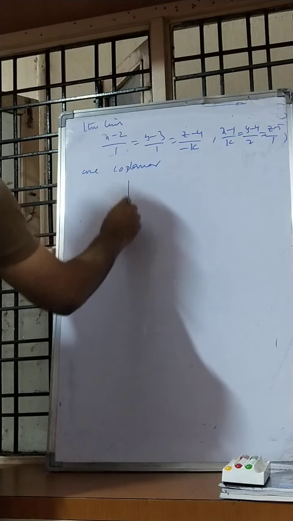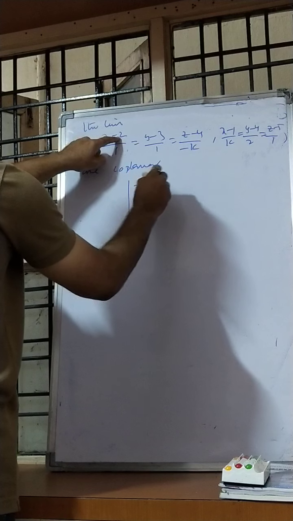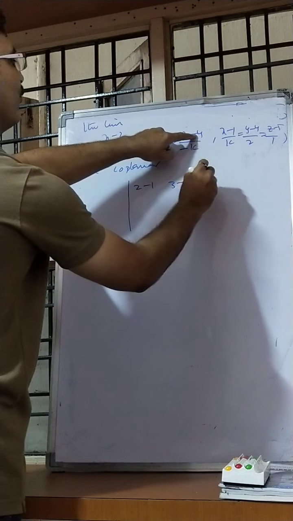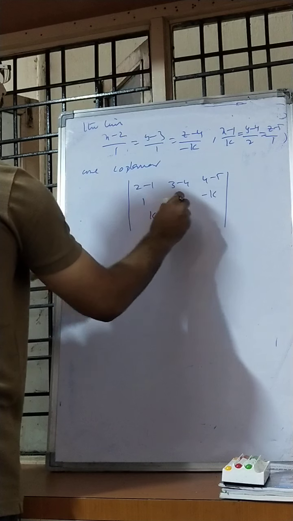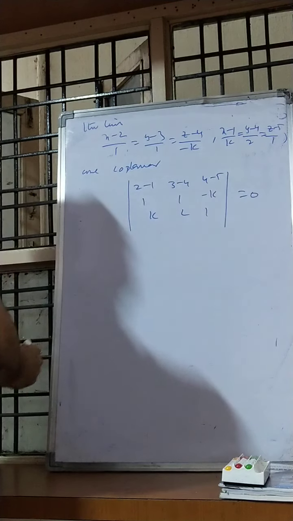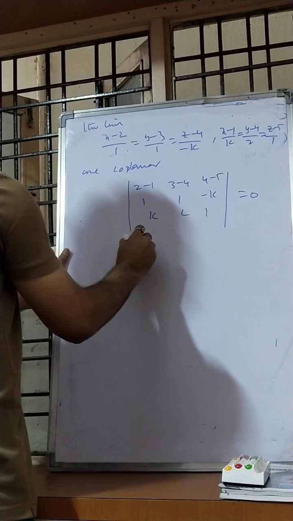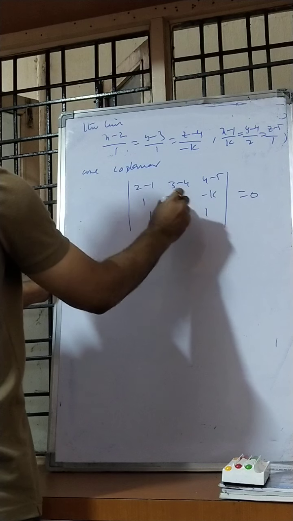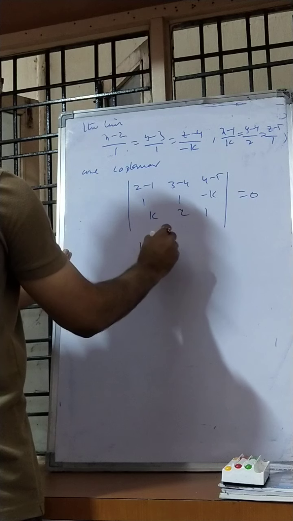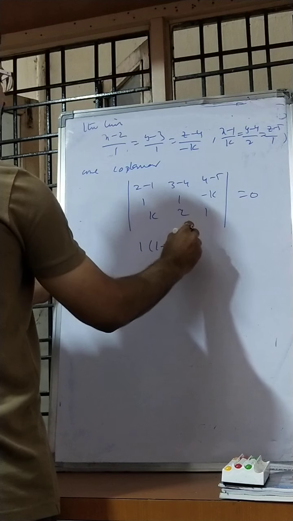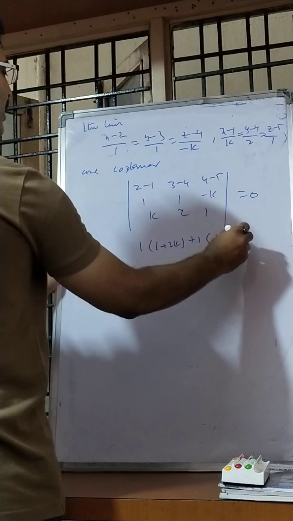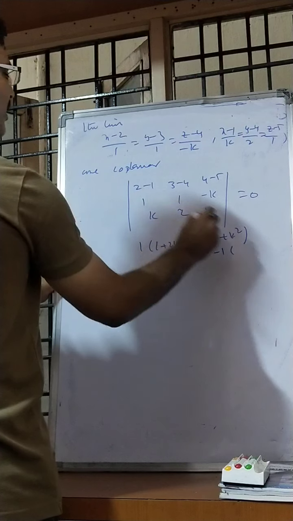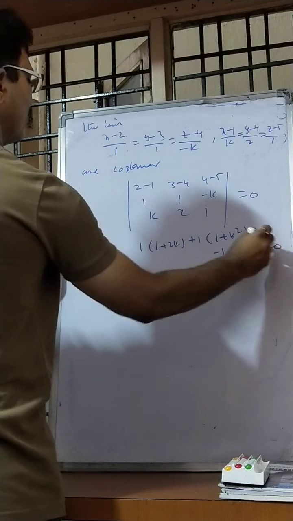As I said to you, what to do: 2 minus 1, 3 minus 4, 4 minus 5, then 1, 1, minus k, k, 2, 1 is equal to 0. You just expand. Here it is 1 plus 2k. This is minus of minus, plus 1. Here 1 plus k square. Next one minus 1, here 2 minus k equal to 0.